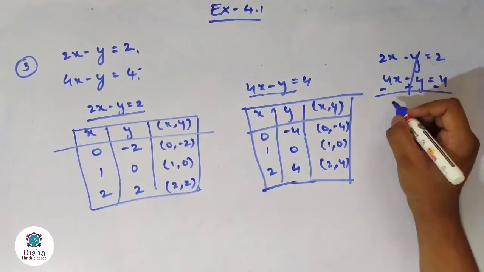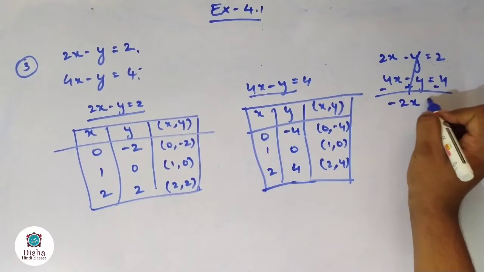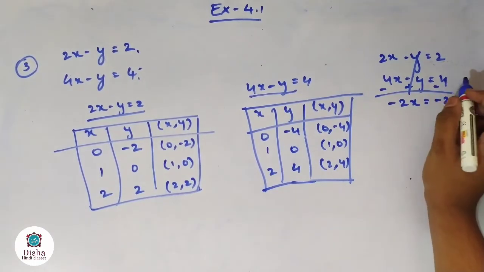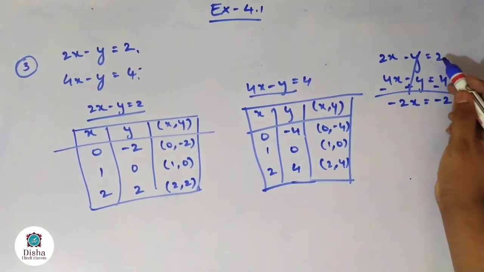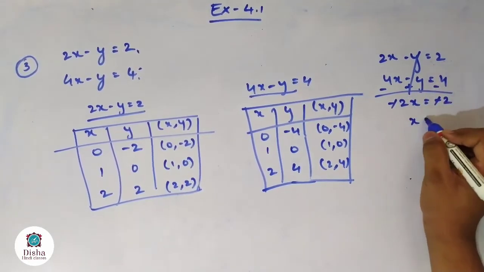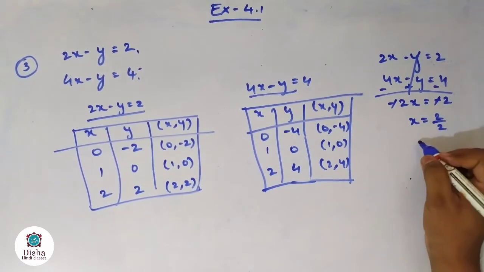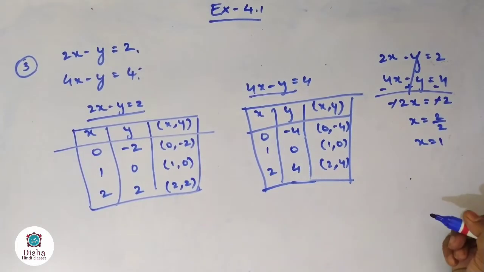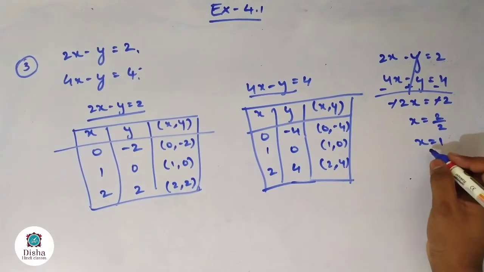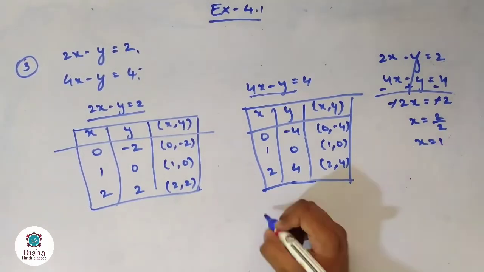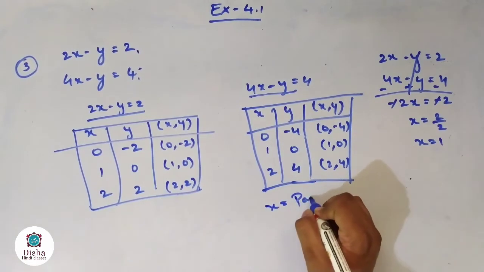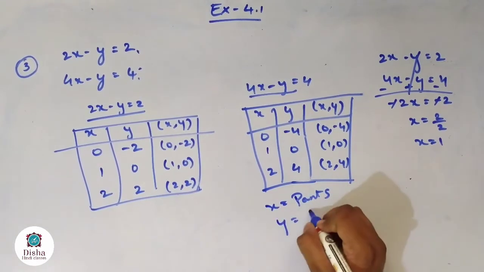So it will be minus, plus, minus. So y gets cancelled. So minus 2x equals minus 2, right? Here plus 2x minus 4x, so minus 2x. Here plus 2 minus 4, minus 2. So minus minus get cancelled. x equals 2 by 2. x equals 1. So you have got the x value. What were the x? x were the pants, right? x were the pants. y were the skirts.